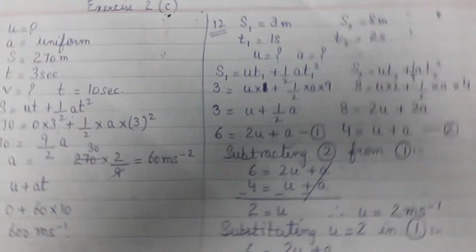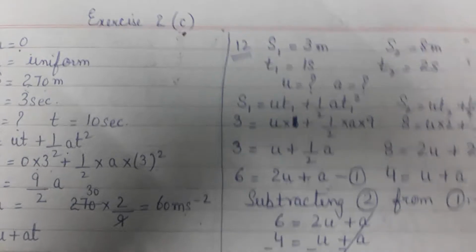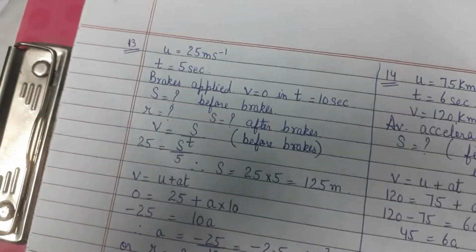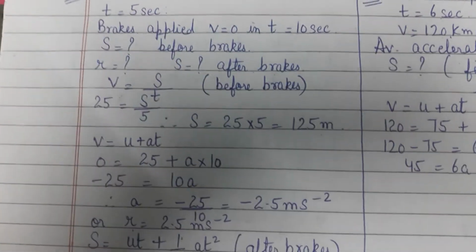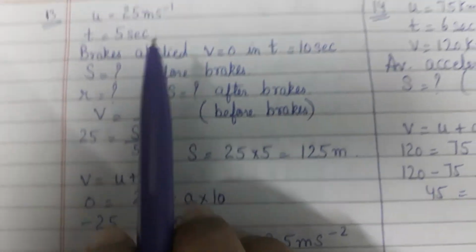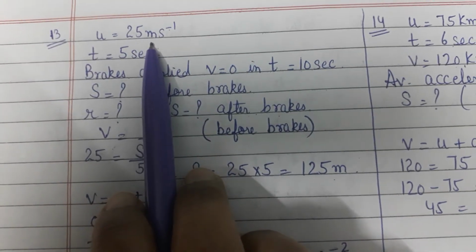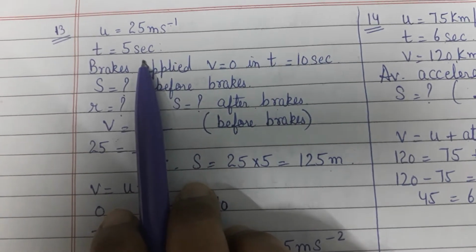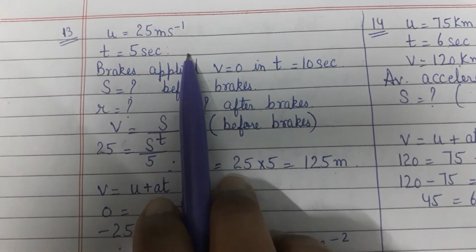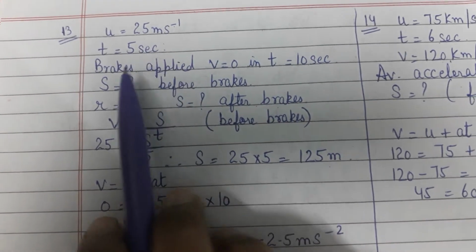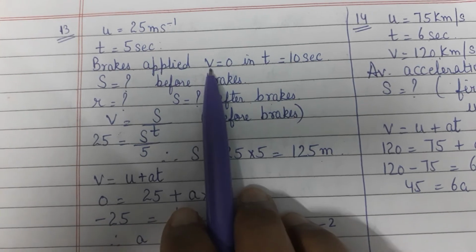Now we move on to numerical number 13, children. In numerical number 13, it has been mentioned a car is traveling with a uniform velocity of 25 meters per second in 5 seconds, right? This is the first part of the question. Later on, the brakes are applied and the body comes to rest.